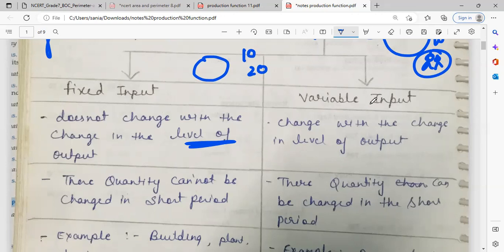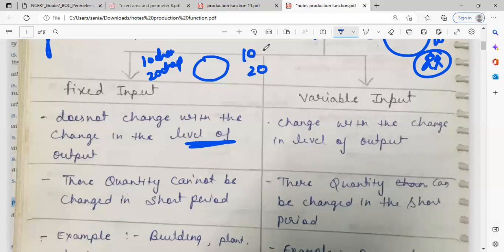But a variable factor changes with the change in level of output. Over here, the variable factor you can change. Earlier you ordered 10 chapatis, but now as 20 people are coming, you say that we need 20 chapatis. So you change everything, right? So these are variable factors.